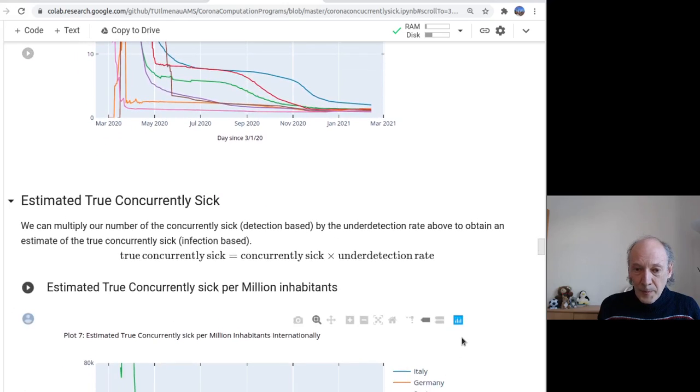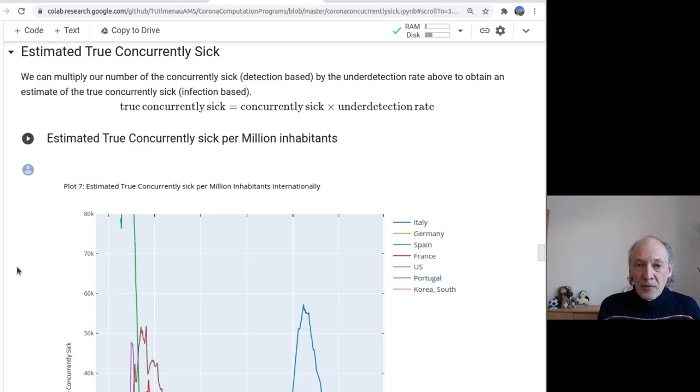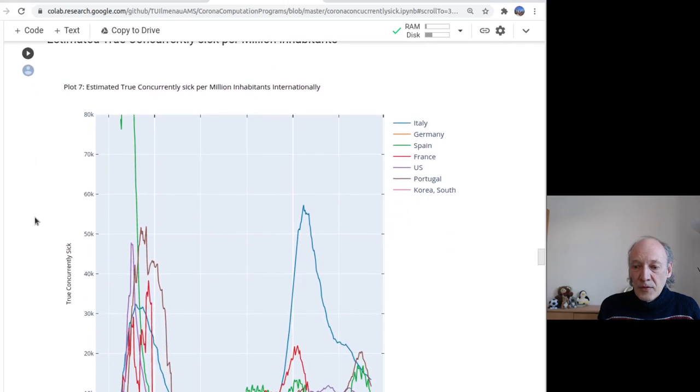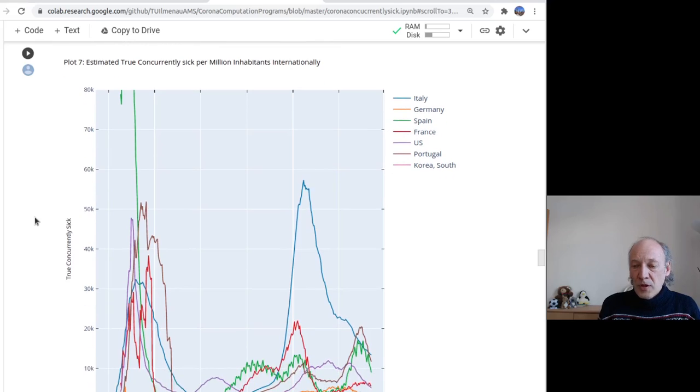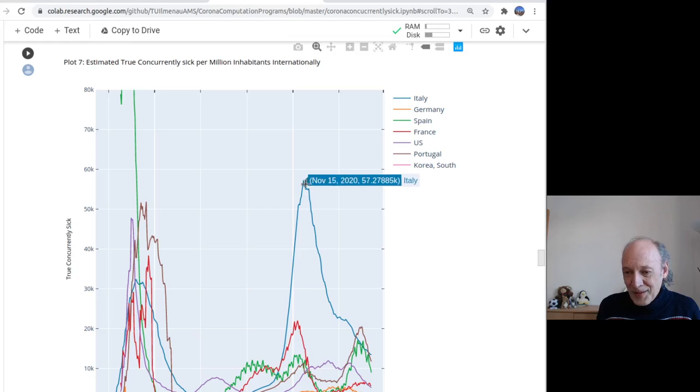Using this underestimation rate, we can now estimate the true concurrently sick. We just multiply the concurrently sick by the underdetection rate and get the true concurrently sick, and that's this curve here. So this now takes into account the different underdetection rates. But you can see it doesn't really change so much. You can see actually that Italy now sticks out, right? They have very high numbers and also high underdetection rates. Portugal, it's like before. Here the US is very similar. So that basically shows that most countries have good testing now.